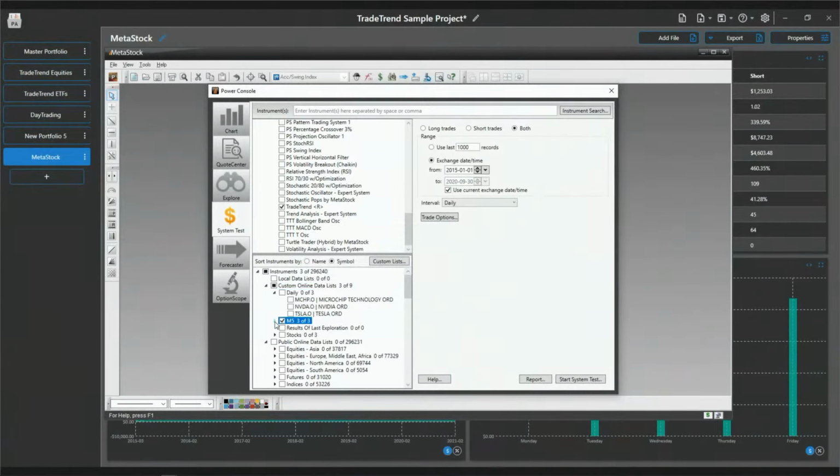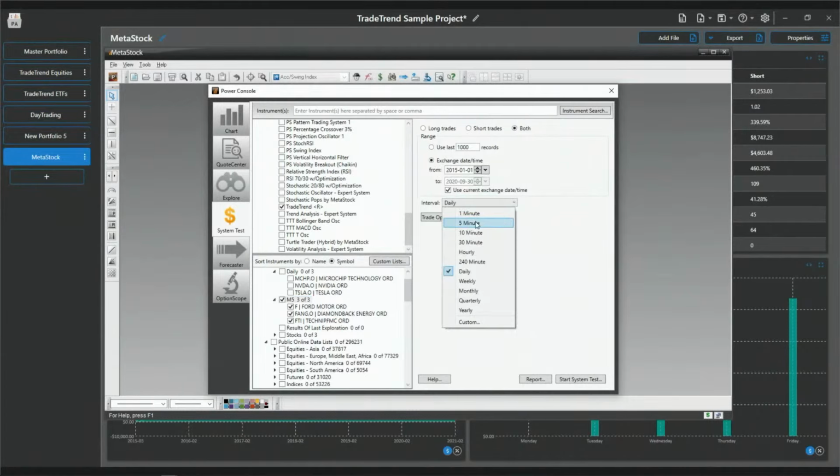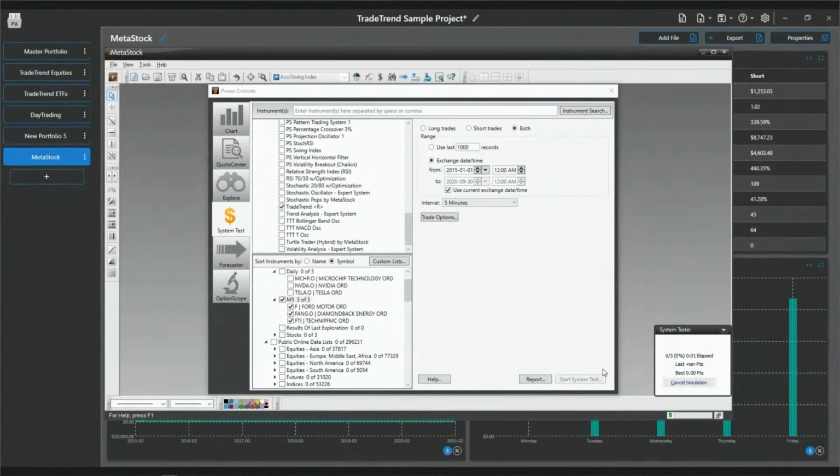Now we pick our symbols. In this case, I picked a different set of symbols: Ford, Diamondback Energy, and FDI. On the right-hand side, in interval, instead of daily, you will choose an intraday time frame. In this case, let's just choose the 5-minute time frame, and we click Start System Test. Depending on how long it takes to download the historical data required for the test, this may take a couple of seconds. We're almost done.